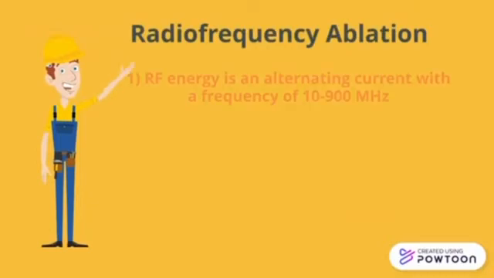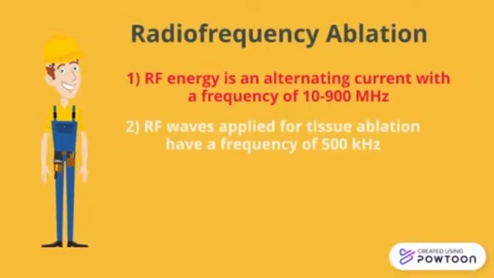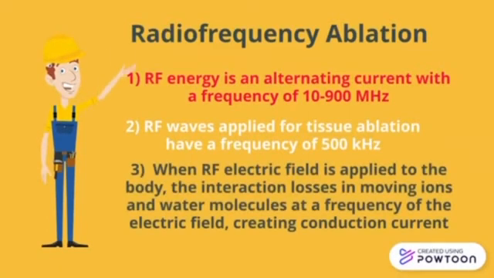Radiofrequency ablation. RF energy is an alternating current with a frequency of 10 to 900 MHz. RF waves applied for tissue ablation have a frequency of 500 kHz. When an RF electric field is applied to the body, the interaction results in moving ions and water molecules at the frequency of the electric field, creating conduction current.